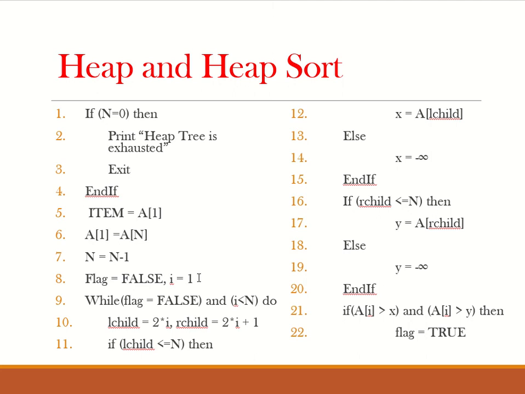Now you have to check. This is a max heap. So you have to check whether A of I is greater than x and A of I is greater than y, which means the parent has a value greater than both of its children. If that is the case, you can say flag is equal to true, which means the heap property is maintained.